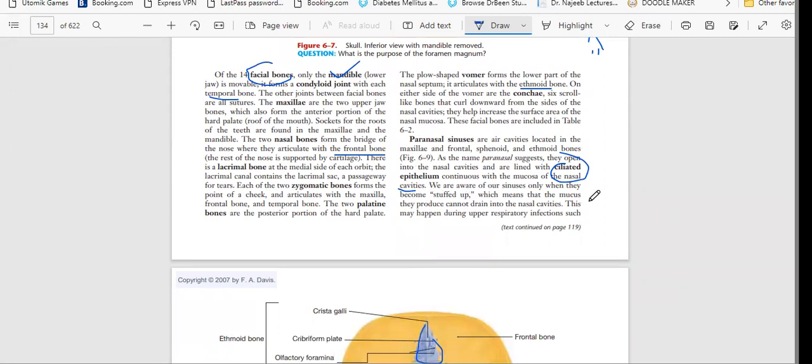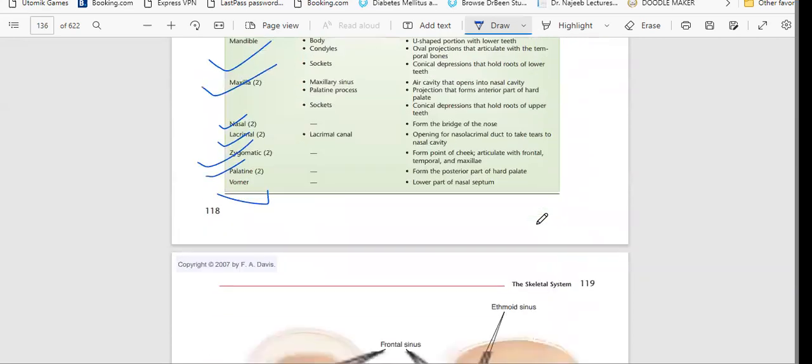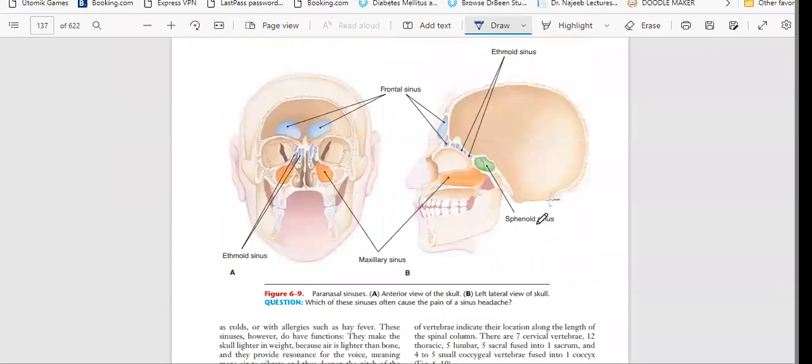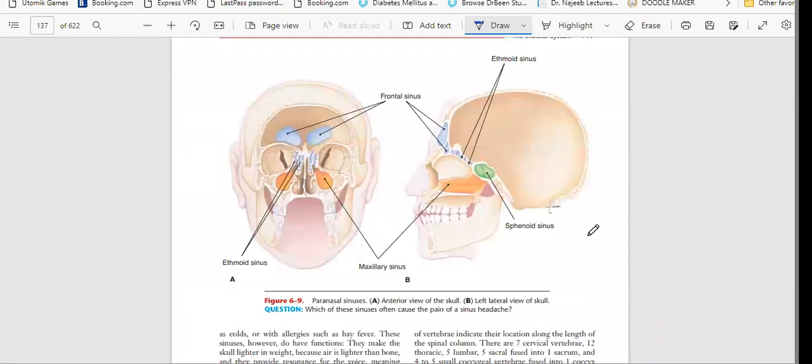We are aware of our sinuses only when they become stuffed up. So whenever you have a cold or running nose, your head will have heaviness. Why is that? Because the sinus is filled up with mucus, which means the mucus that is produced cannot drain to the nasal cavity. This may happen during upper respiratory infection.